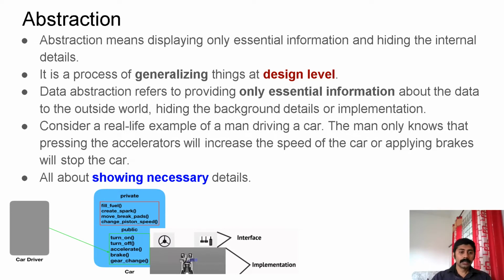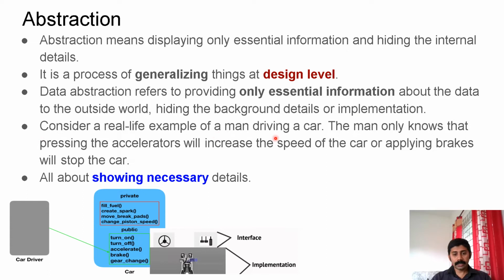Let us understand another concept named abstraction. Abstraction means displaying only the essential information and hiding the internal details. It is a process of generalizing things at design level. Abstraction is more at the design level. Data abstraction refers to providing only essential information about the data to the outside world, hiding the background or the internal details or the implementation.